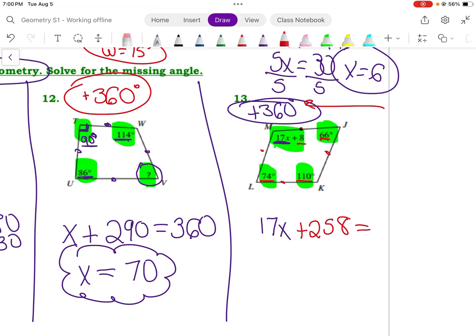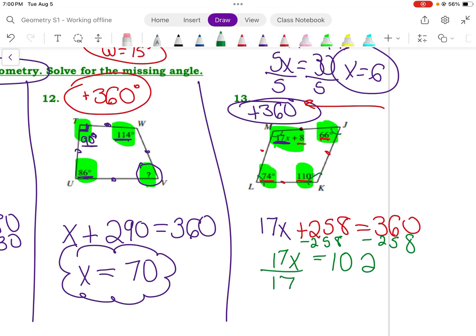And what does it equal? Oh, how do I know this? Because it's a quadrilateral, 4 sides. So those mean that it has 4 angles, and those 4 angles add up to 360. If they don't add up to 360, it is not a quadrilateral. So that equals 102. How did I get 102? Again, by subtracting 258 from both sides and then dividing by 17. Many equations this year in geometry, so we are going to get used to it and you guys are going to rock it. And that x equals 6.